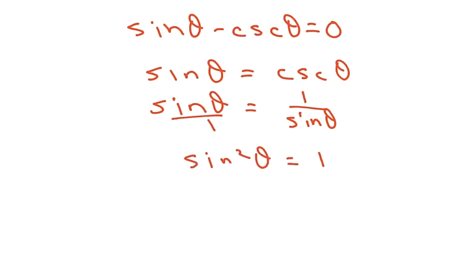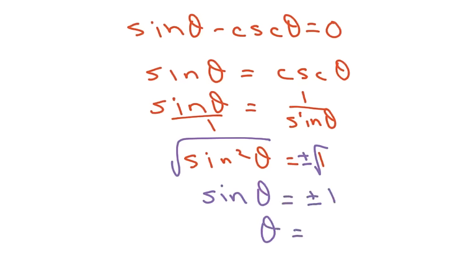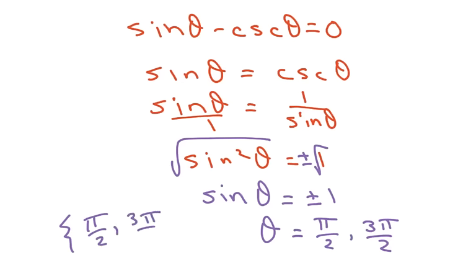And when I take the square root of both sides, don't forget your plus and minus. If you don't, you'll leave out a solution. So we get plus or minus 1. So that means sine is at 1, it's pi over 2. At negative 1, it's 3 pi over 2. So those are your two solutions, pi over 2 and 3 pi over 2 on the interval 0 to 2 pi.